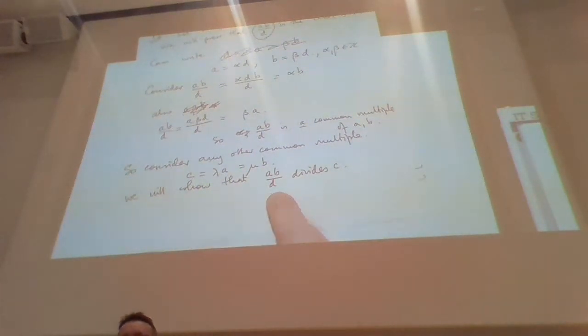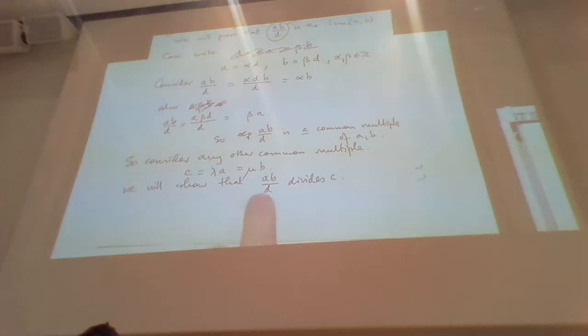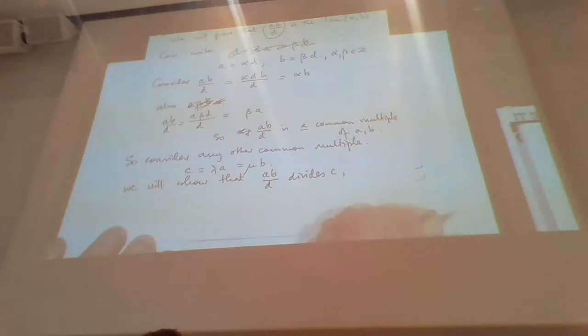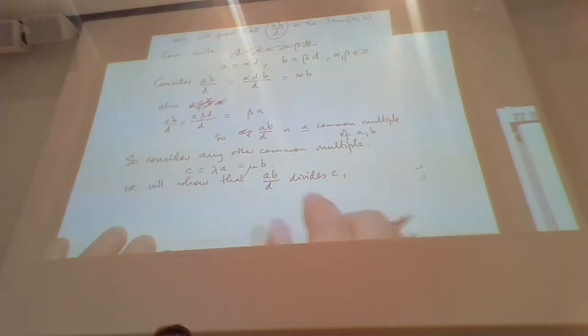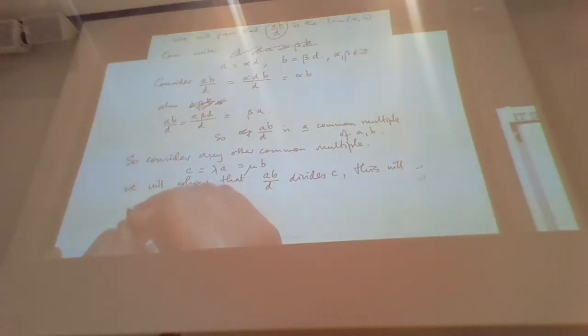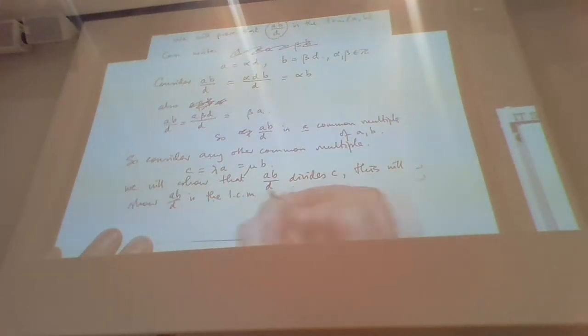Remember, that looks like a fraction. It's not. It's an integer. So we will show that AB over D divides C. So in other words, AB over D is less than C. Okay. We know AB over D is a common multiple. The fact that it divides every other common multiple, that will show that it's the least common multiple. This will show that AB over D is the LCM.